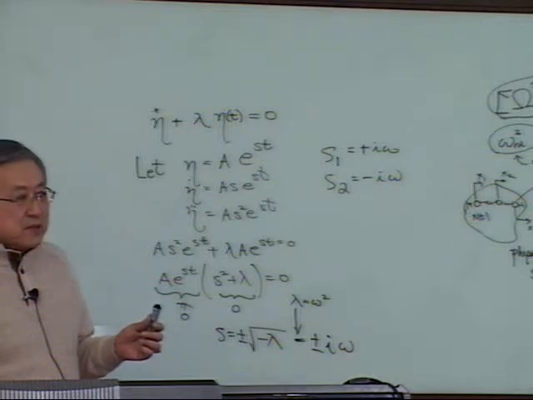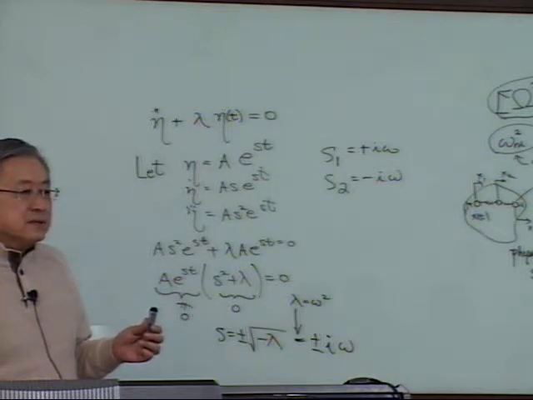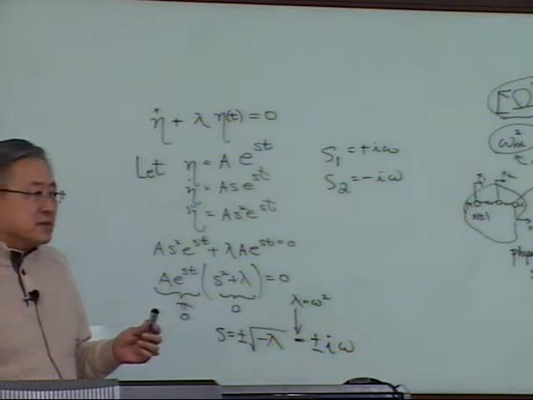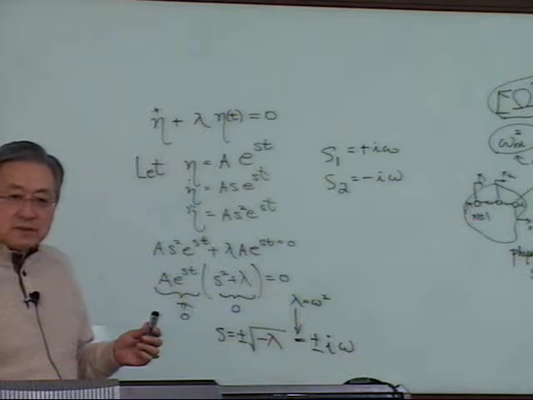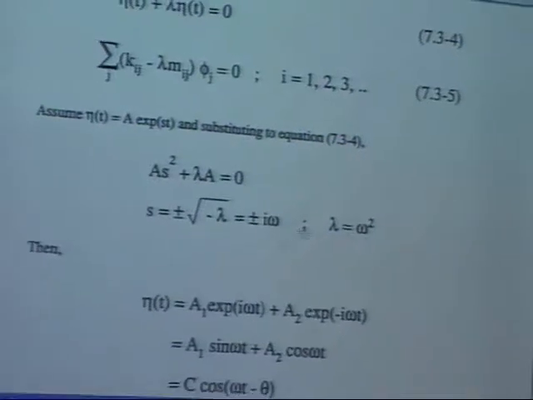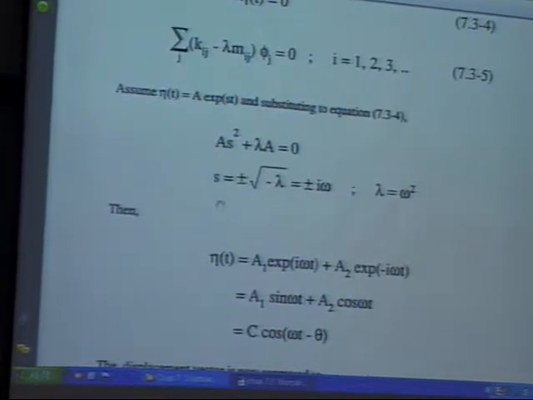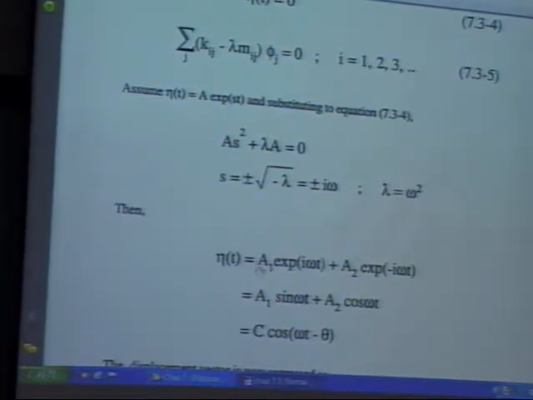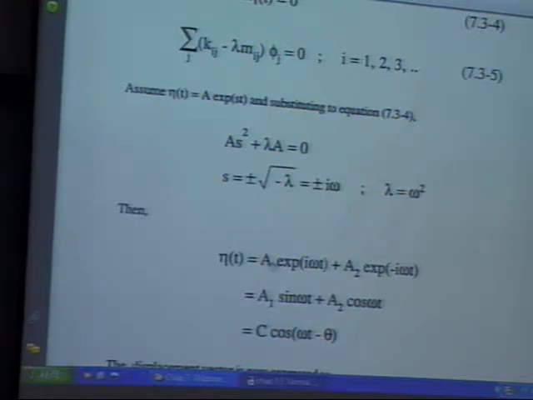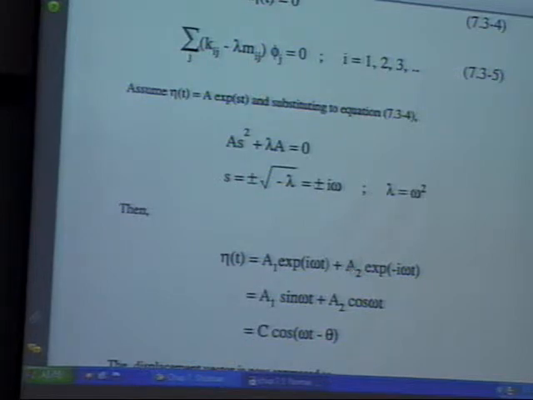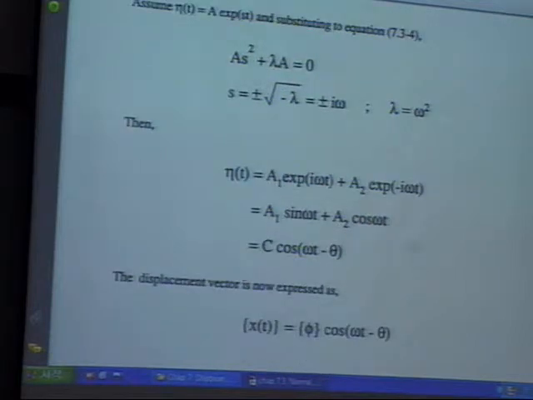So this lambda is called what? Eigenvalue. Lambda is called eigenvalue, natural frequency square. Now to get the solution, eta is equal to A1, a constant, times e to the i omega t, plus A2, another constant, because it has two roots, plus or minus, so e to the minus i omega t.